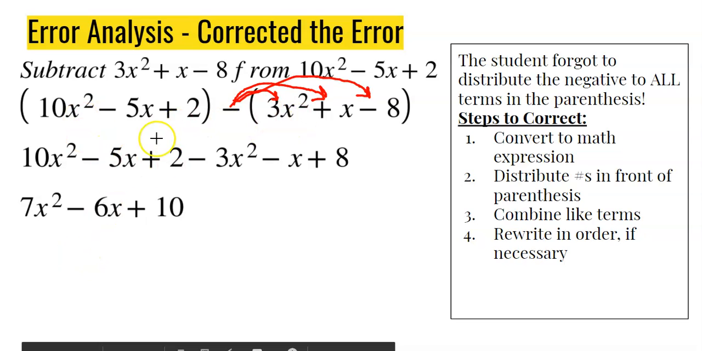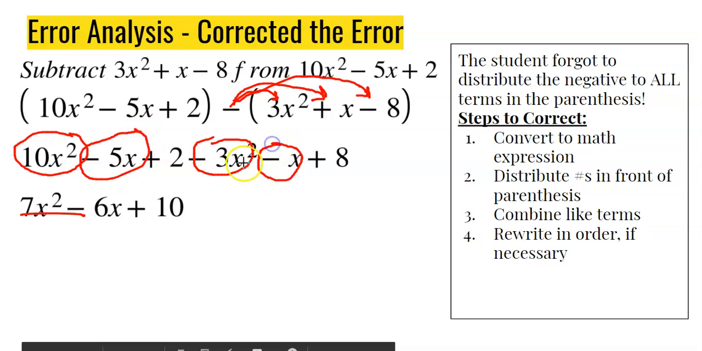Then you want to combine your like terms. So notice here I have a 10x squared and a negative 3x squared, which will give me the 7x squared. I have a negative 5x and a negative x, which can give me a negative 6x. And I have a constant and another constant here, which will add up to be 10. So in this case, everything had a like term that we can combine it with. Once you've done all your steps and simplified it, that will be your answer.